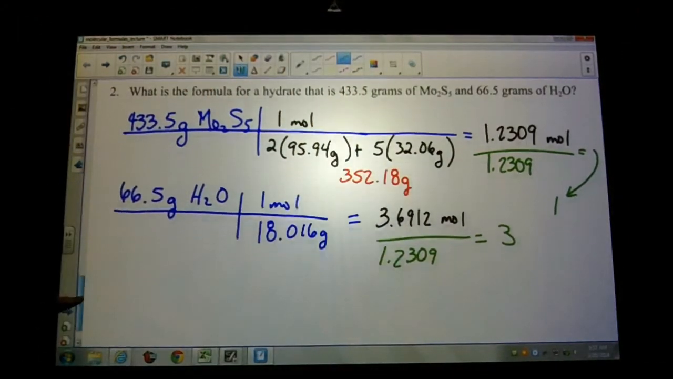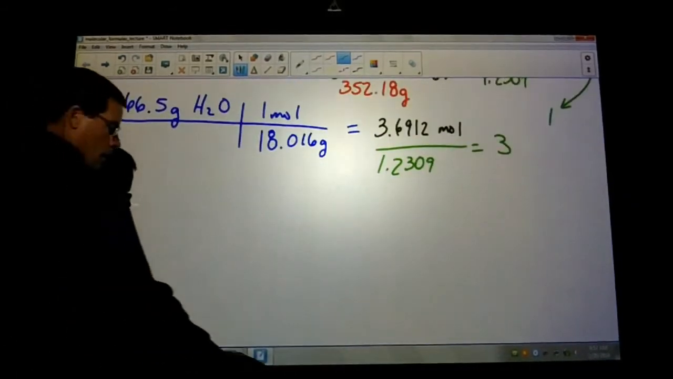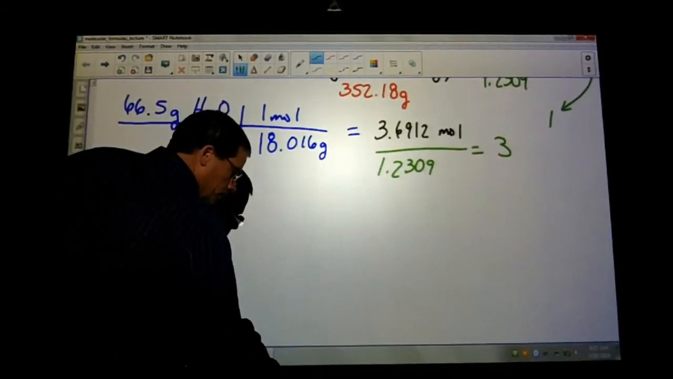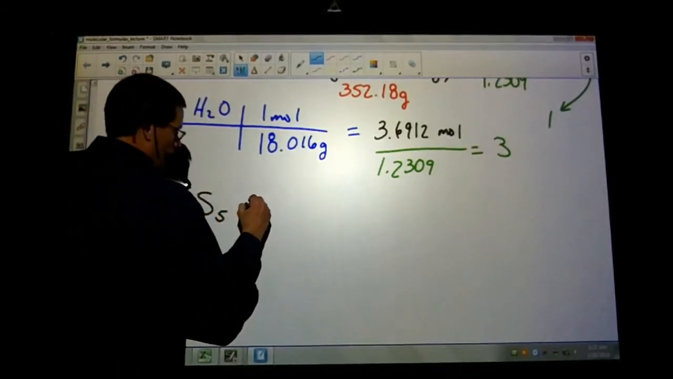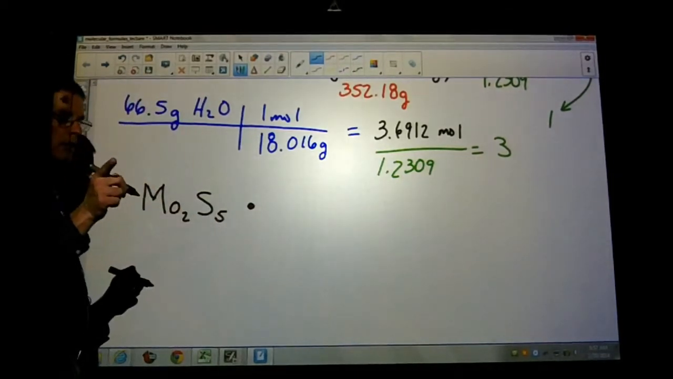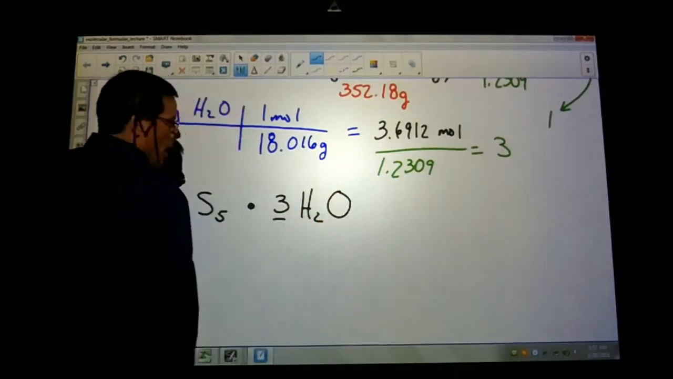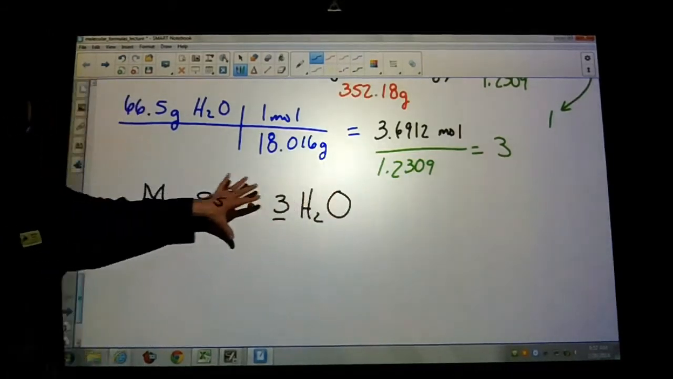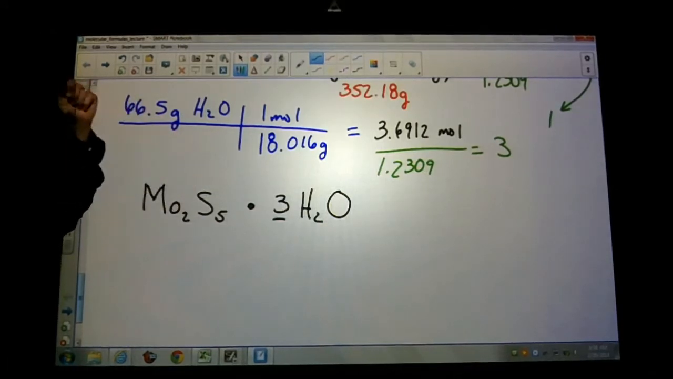So how would I write this one out? Mo2S5. Now that's not a times sign. That's a hydrate. 3H2O, right? Now, let me ask you a question. If you wanted to find the molar mass of this compound, because again, with the water molecule chemically attached to this molybdenum sulfur compound, how would you find the molar mass for this?